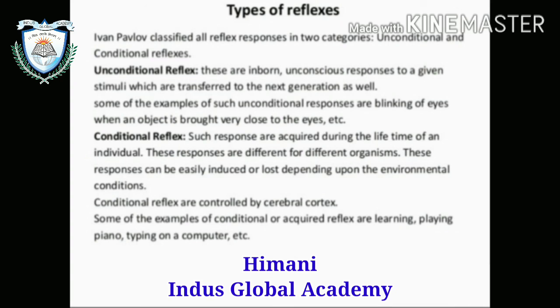Conditional reflexes are responses acquired during the lifetime of an individual. These responses are different for different organisms. These responses can be easily induced or lost depending upon the environmental conditions. So conditional reflexes are controlled by the cerebral cortex. Some examples of conditional or acquired reflexes are learning, playing piano, typing on a computer, etc.